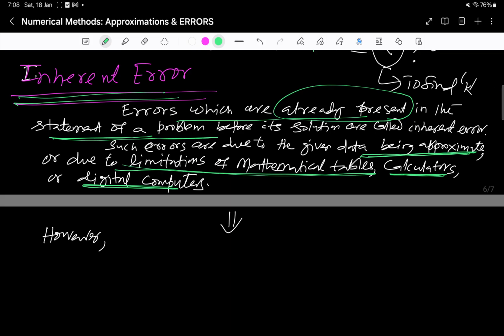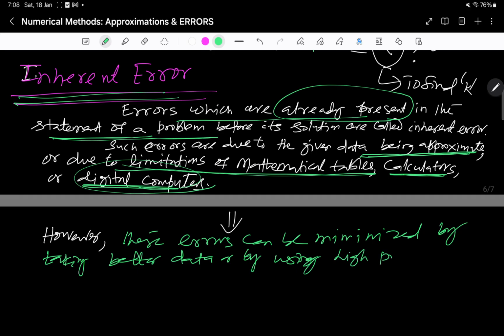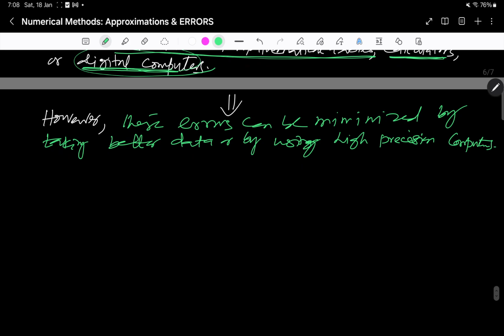However, these errors can be minimized. How will we minimize them? If you use a better computer, by taking better data, or by using high precision computers, this can be minimized.